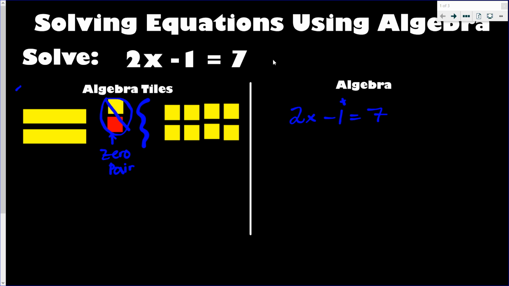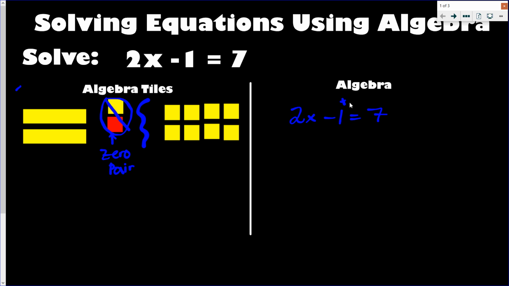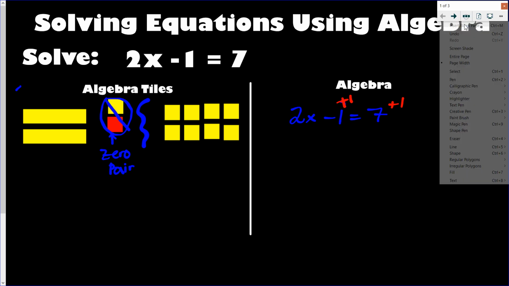Actually, maybe I'll do it in a different color just to see how that turns out. Let me do it in red, maybe it'll stand out a bit more. So plus 1 and plus 1. All right. So now if we look at what we've got left over, on this side we only have the 2x left, and on this side we have 8.